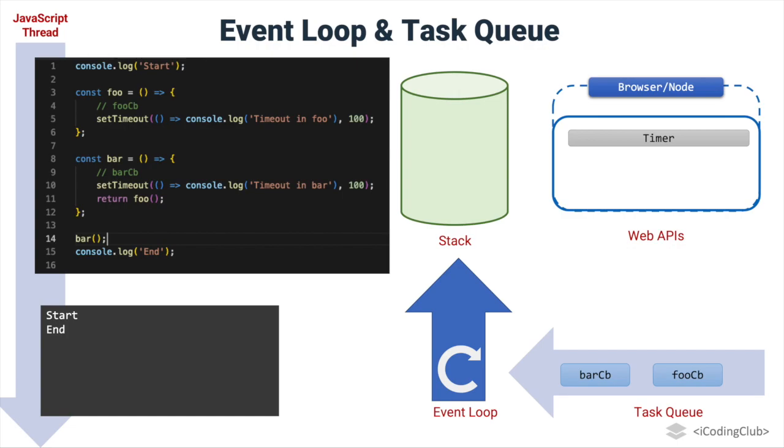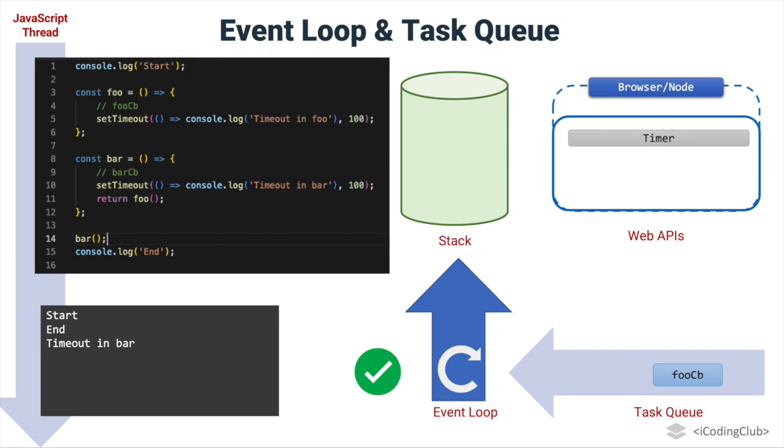Then the event loop comes into the picture. Since the callbacks are in the task queue, the event loop doesn't put them back directly on the stack. It first checks whether we have something in the stack. If we do, it waits for that to be executed and come out of the stack. Only when it knows the whole stack is clean does it give a green signal for the bar callback and foo callback to go into the stack. The bar callback goes first, gets executed by JavaScript, and prints timeout in bar, which is the result of the callback.